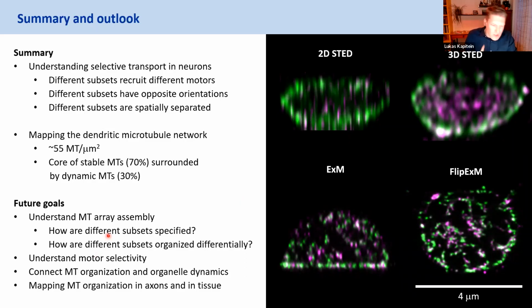In addition, we want to understand how motor proteins can be so selective for different subsets. What guides that kinesin 1 only binds to the stable ones and kinesin 3 preferentially binds to dynamic ones? And how does this all impact microtubule organization and organelle dynamics? And one major goal for the coming years is actually to map microtubule organization, not just in these cultured neurons, but really in tissue neurons. I'll show our first steps towards this.